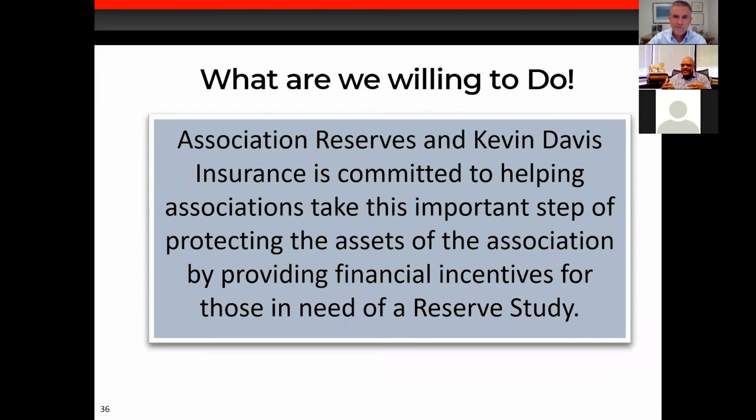So what we've done, and I'm really excited about this, is that we have teamed up to help our clients, our association clients, with an incentive to get a reserve study. That's what we're doing. And I'm happy about it. I know Robert's happy about it. And so what are we going to do? It's two parts to it.